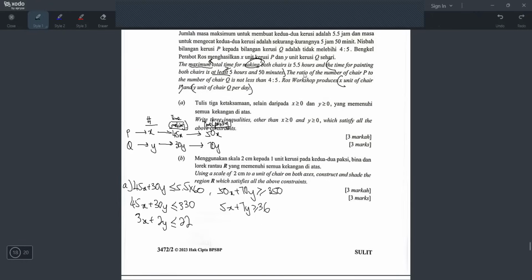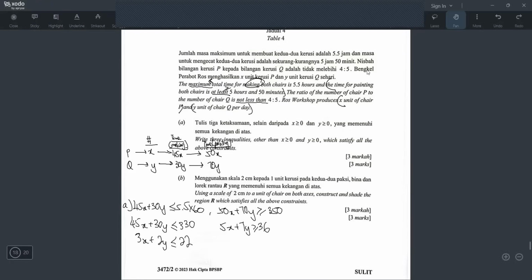And finally, they say what? The ratio of number of P to Q is not less than. Okay, actually this one has a problem already because the Bahasa Melayu version says what? Tidak melebihi. Do you know what is tidak melebihi? Not more than. But in the English one, it says not less than. So the Malay version and the English version are not the same, right? So actually you have to change this one. This one is not more than. It means we follow the Malay version, right? So actually the question is wrong already. This one is a wrong type already. This one is not more than. It means smaller sama dengan. Okay, so the question you change a bit.